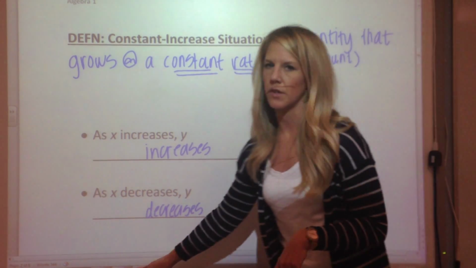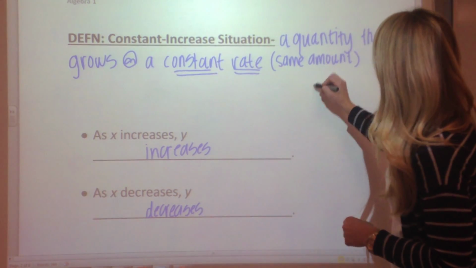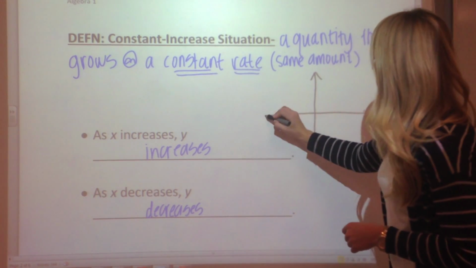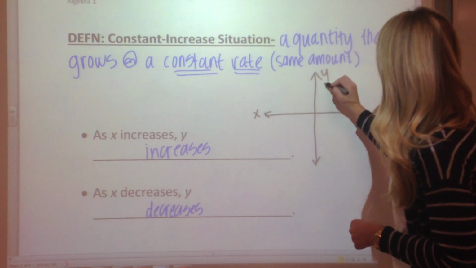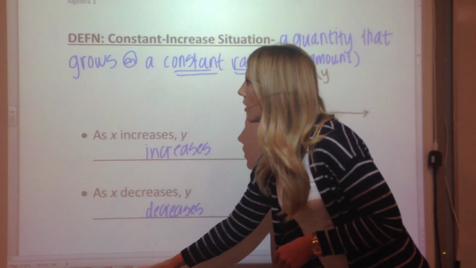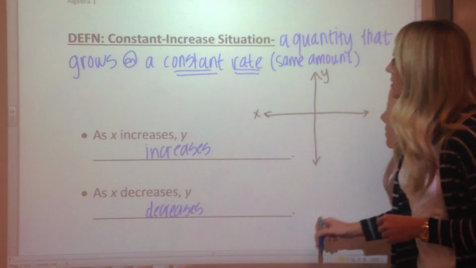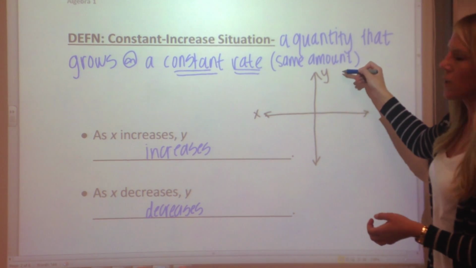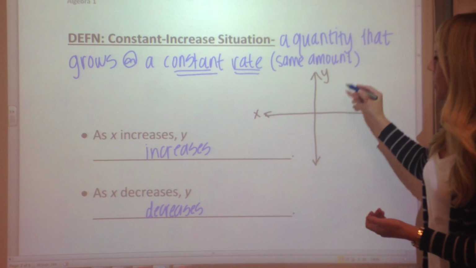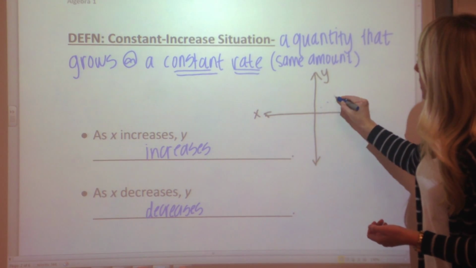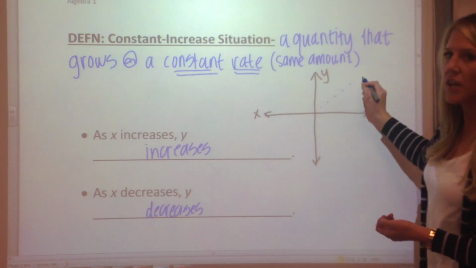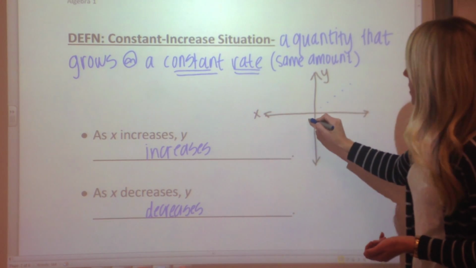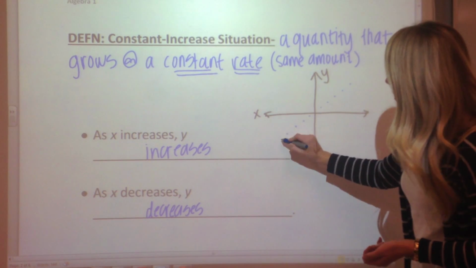So let's look graphically for a minute. We'll have a coordinate plane here. So, as x increases, y increases. So as x gets more and more positive, gets bigger and bigger, y is also getting bigger and bigger or more positive, going in the positive direction. So as x gets bigger or increases, so does y. So it takes on this shape. As x gets smaller or more negative, y is doing the same. So it takes on this shape.